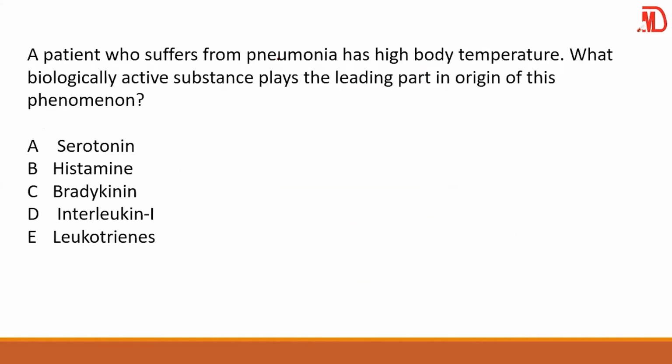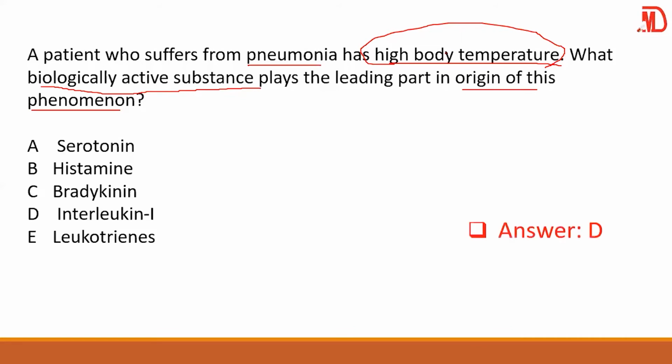A patient who suffers from pneumonia has high body temperature, of course. Now, look at it. What biologically active substance plays the leading part in the origin of this phenomenon? They are talking about high body temperature, and asking what substance causes it. And I said it. This is interleukin 1. So please take note of that. Your answer is D.